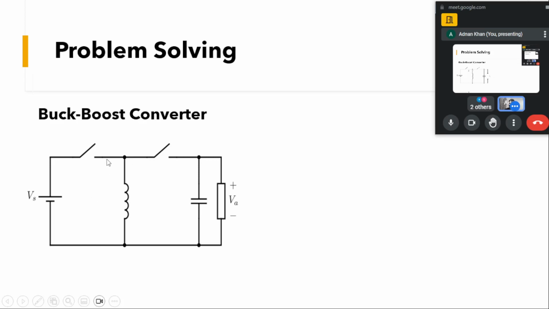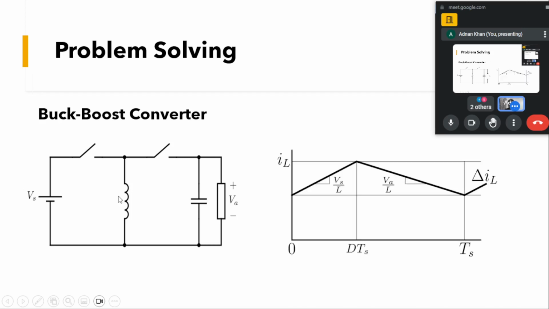We know that for the buck boost topology, for 0 to DTS, this switch will be on and this inductor will be charged. The voltage across this inductor will be the input voltage for the DTS interval. For the output voltage, this voltage will be impressed across this inductor in the output.